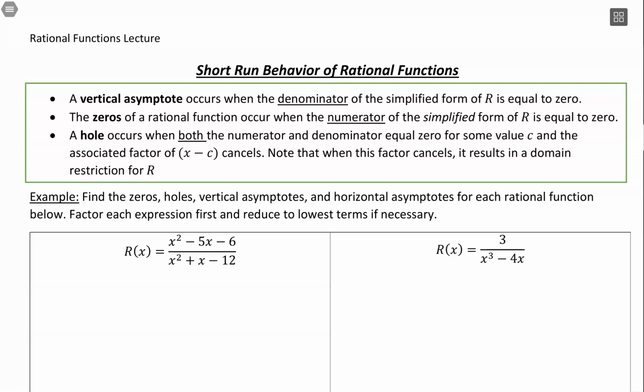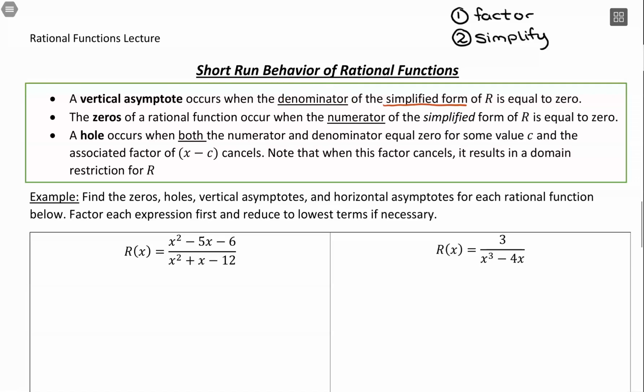Now, something I'm going to be throwing in here is the simplified form. So with our rational functions, when we're looking at short-run behavior, one of the first things we're going to do is factor, if it's not already factored. And then something we're going to do then is simplify. So we might have some of these factors cancel out with each other. So it's in the simplified form that then we'll look at setting the denominator equal to 0.